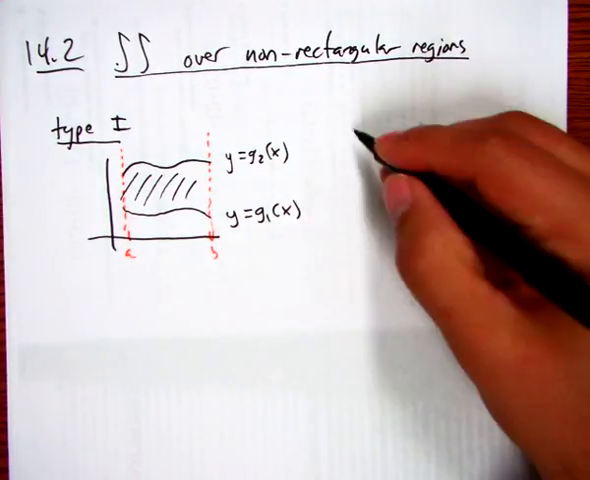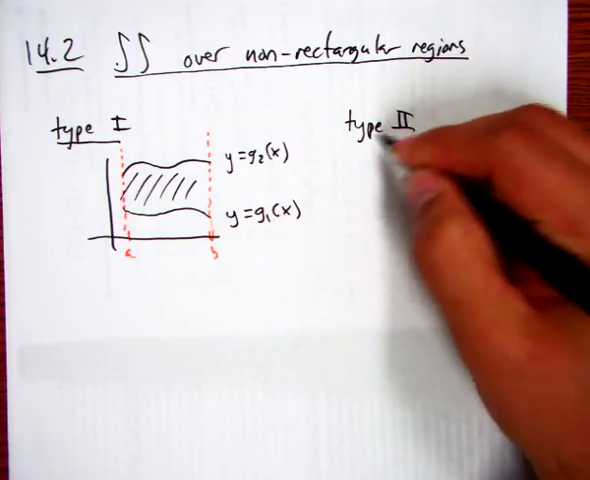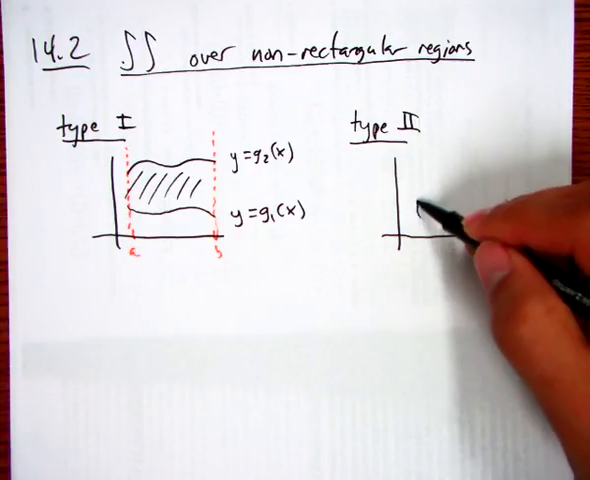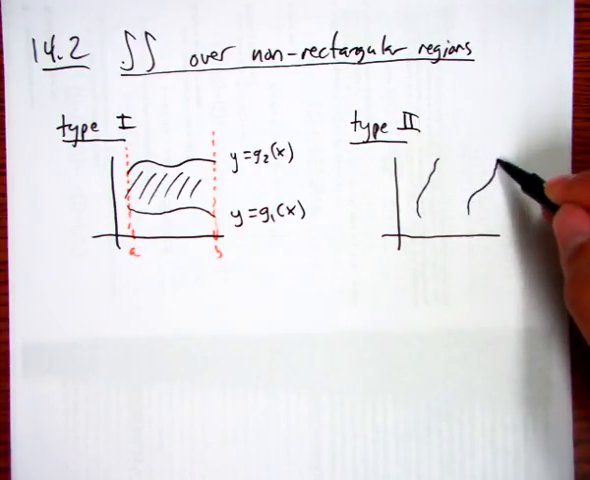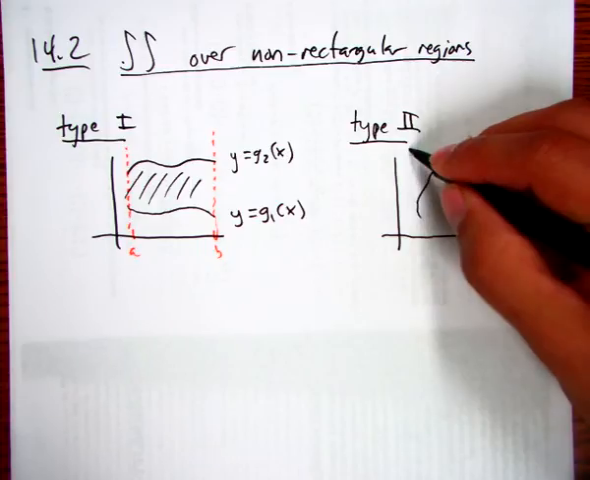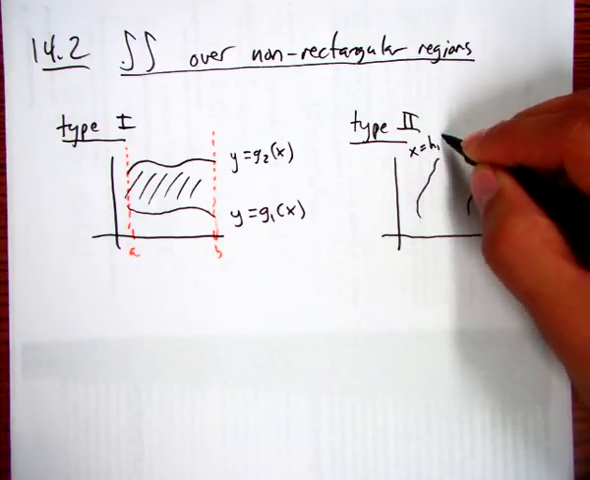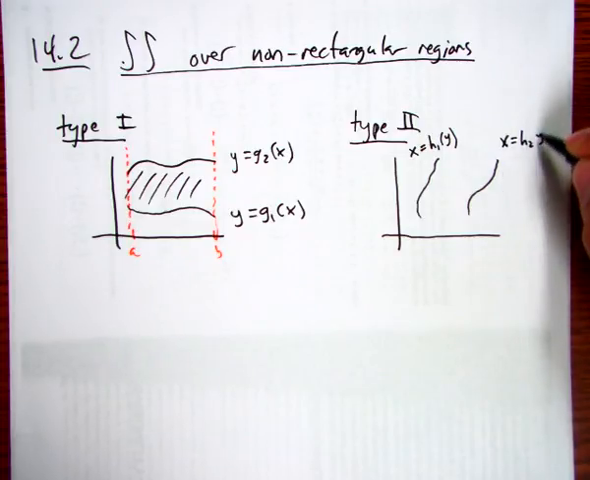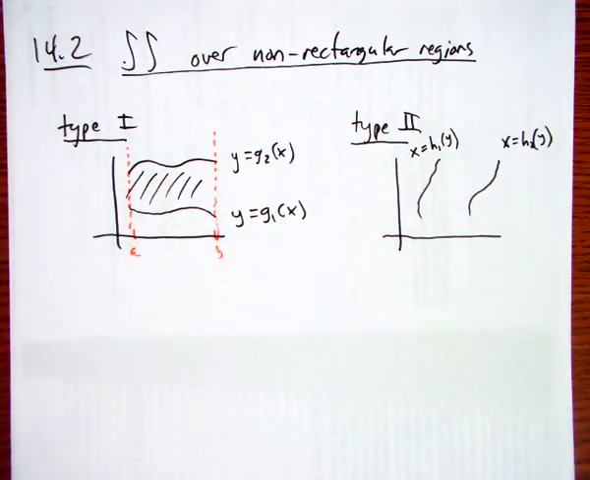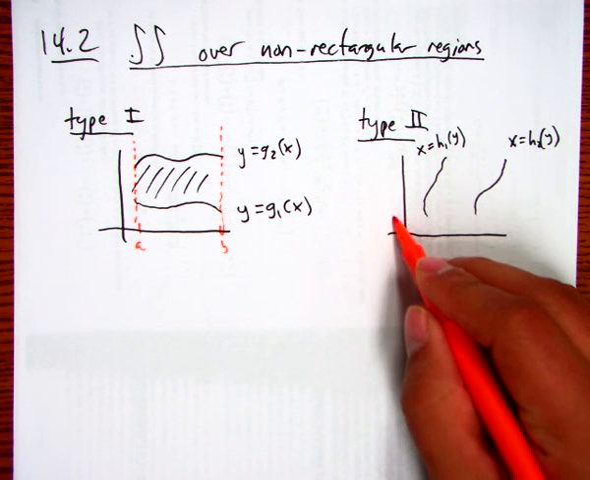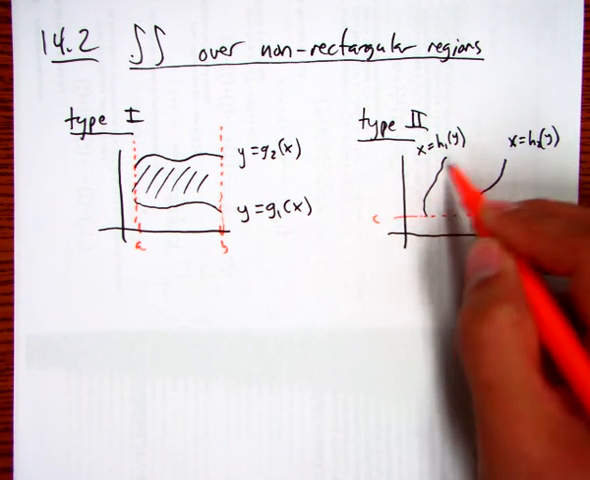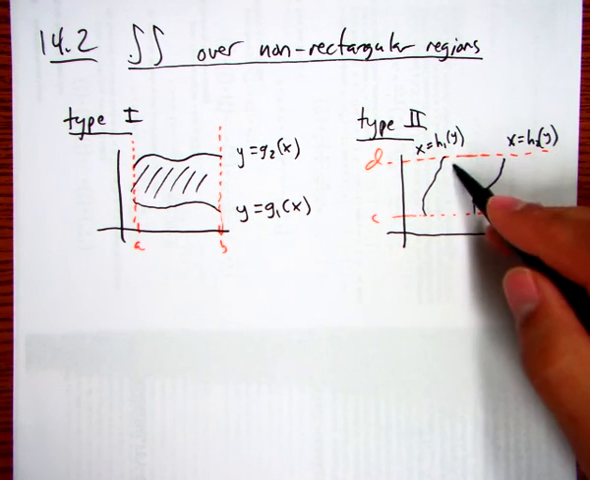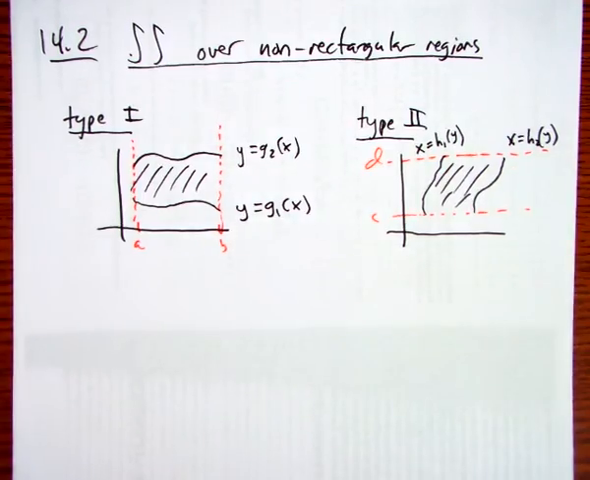Type 2 would be the exact opposite. That would be where we have curves maybe on the left and right. So let's say this is x equals h1, and now this would be a function of y. Let's say this one is x equals h2. And now here we have horizontal lines, let's say at C and D. So now here's a type 2 region. Okay.